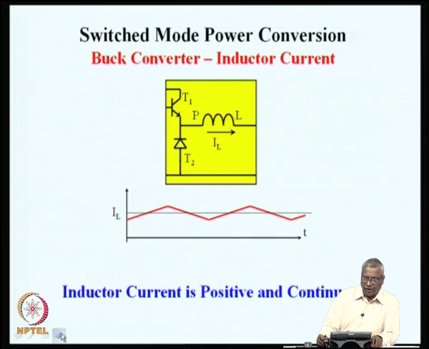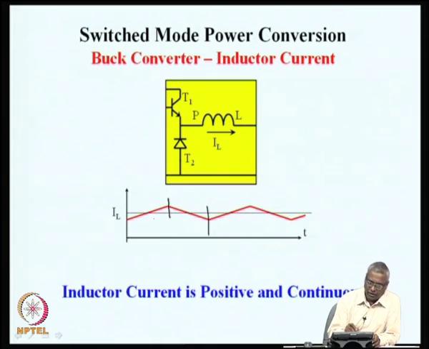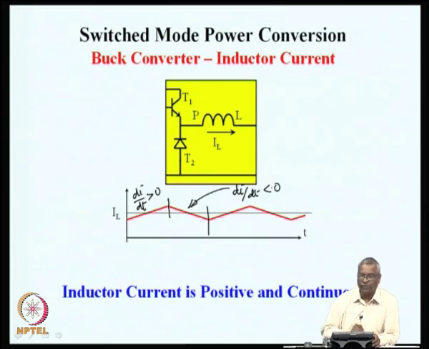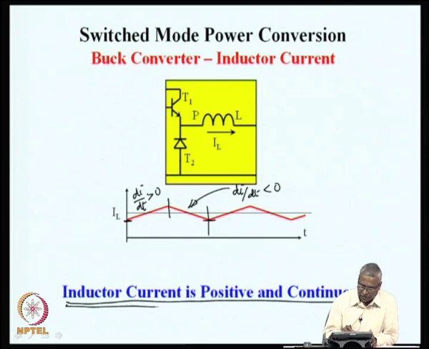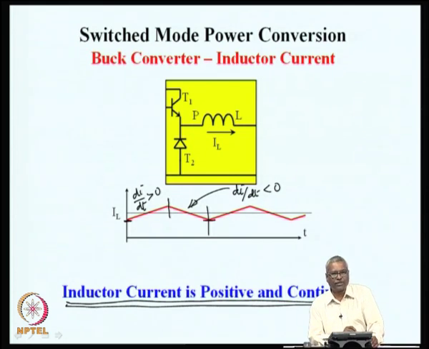For example, the inductor current in these converters is positive, and it has two regions: one rising region of current, di by dt greater than 0, and another falling region where di by dt is less than 0. Under steady state of operation, the current is periodic. So, the fall in current in the off period and the rise in current in the on period are equal, and we get an inductor current which is positive all the time and continuous. So, let us look at what happens to this inductor current on certain changes in the operating condition.